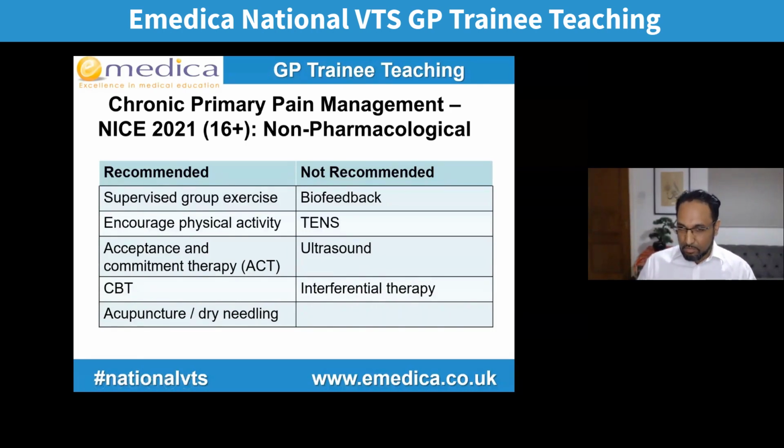ACT is how that's sort of said. That's a slightly different type of psychological treatment, similar to CBT, but not the same. Okay, CBT, cognitive behavioral therapy. And then interestingly, in this new guideline, acupuncture or dry needling, one course only, as long as it's done by a qualified practitioner.